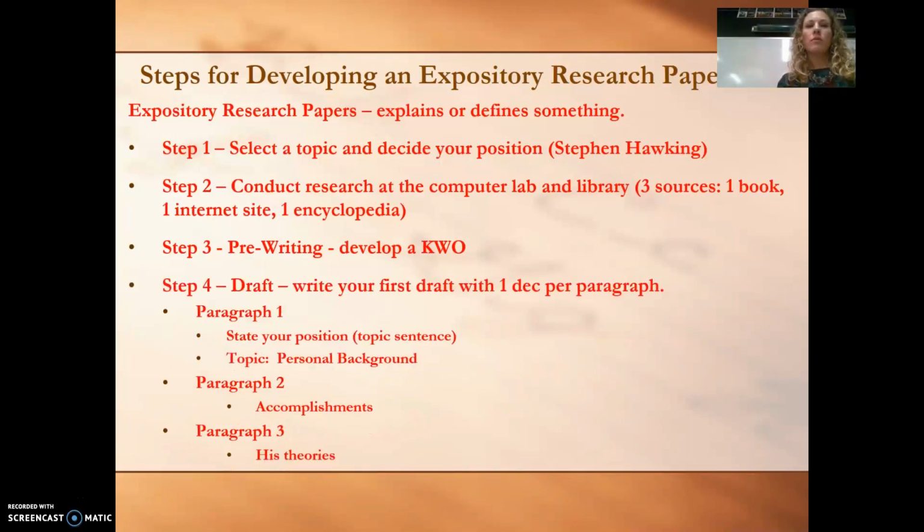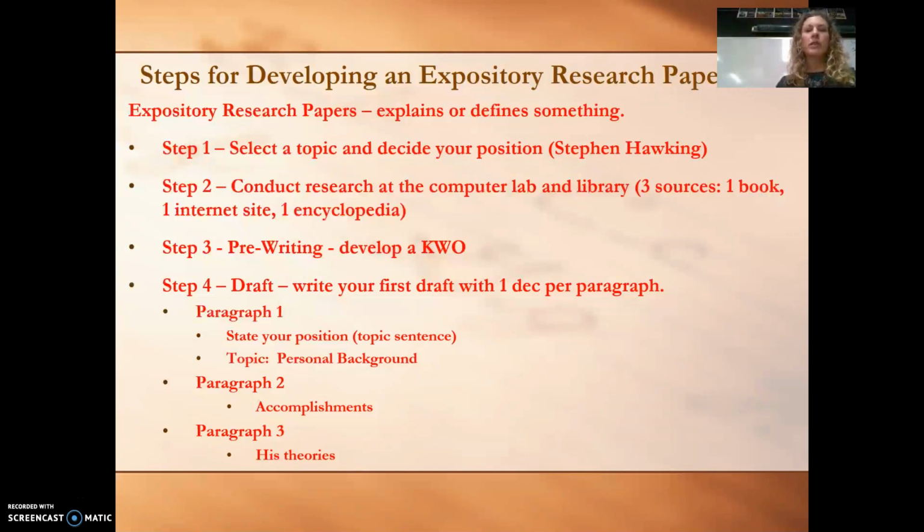Okay, so we have a lot of notes, you guys. 2 slides. All right, so expository research papers explain or define something. Your step number 1 is to select a topic and decide your position. For this research paper, we will be writing about Stephen Hawking. He's a famous physicist that recently passed away, and we read about him just a little bit when we were in astronomy, and you guys have learned a lot more about him through this research paper.